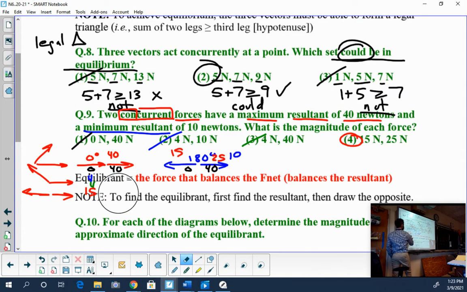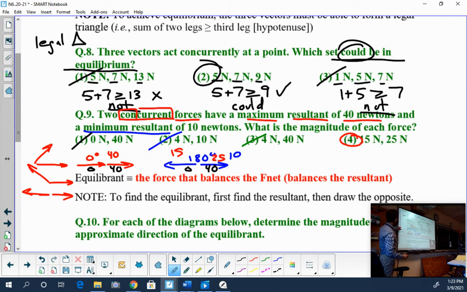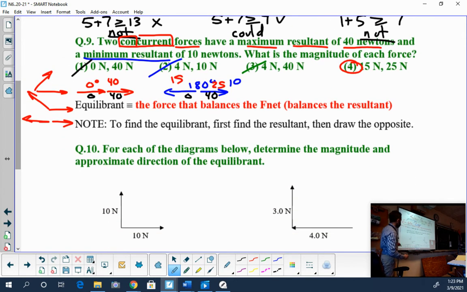Now, we have this new term. Sounds fancy, but actually it's exactly what it sounds like. And the term is equilibrant. Don't worry about it. Equilibrant is the bringer of equilibrium.